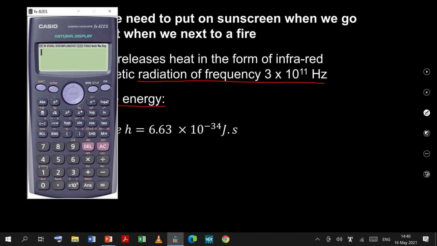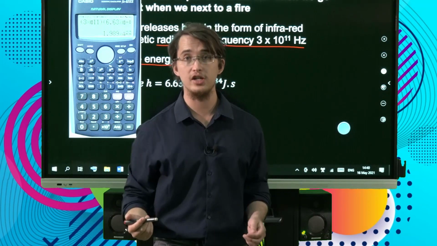We are using a lower frequency of 3 times 10 to the 11 Hertz multiplied by 6.63 times 10 to the minus 34 for Planck's constant. Hitting equals, we see that our energy value for the infrared radiation is much lower at 1.989 times 10 to the minus 22 joules. So, quite a big difference in the energy, hey?